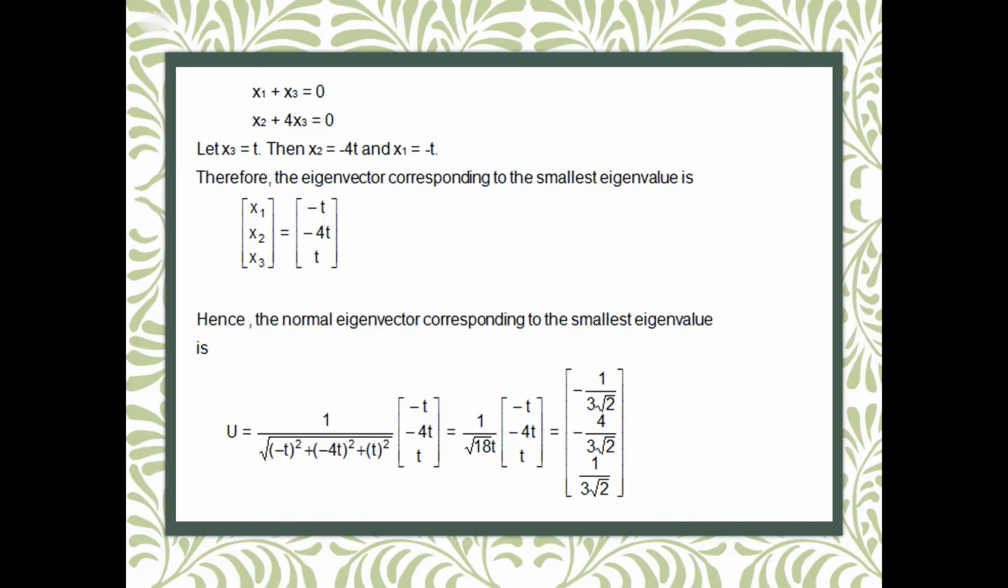In order to find the normal eigenvector, find the magnitude of x first, which is equal to the square root of negative t squared plus negative 4t squared plus t squared, which can be simplified to square root 18 multiplied with t. Substitute this into the formula of normal eigenvector, which is x over its magnitude, and simplify, you will obtain the following answer for the normal eigenvector.